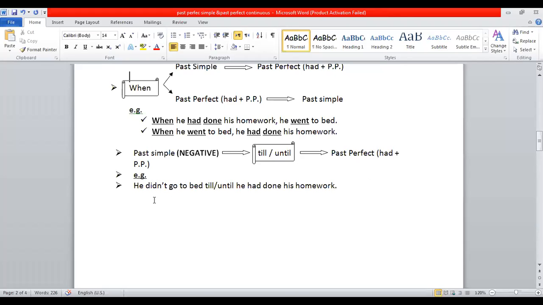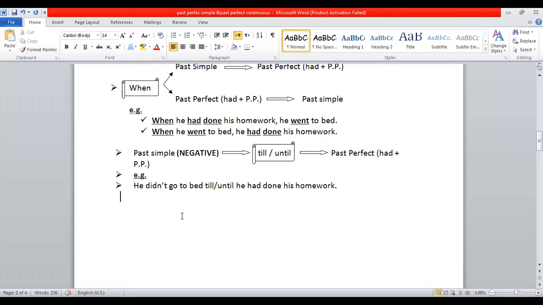Like this example, he didn't go to school. You cannot say here, he went to bed. He didn't go to bed till or until he had done his homework. It's okay? So after till or until, you will put past perfect simple directly, but before it, you will put past simple negative, didn't go, as you see. So these are the most important keywords that you can use in the past perfect simple.